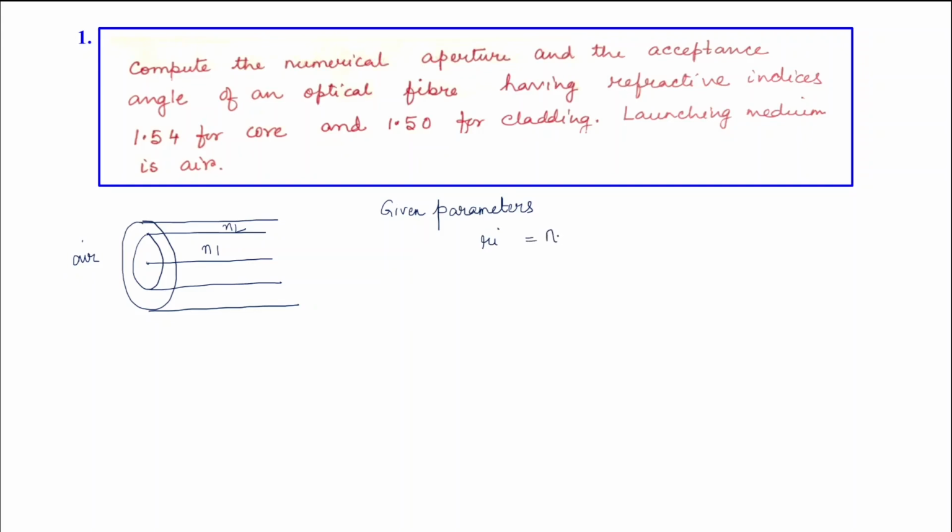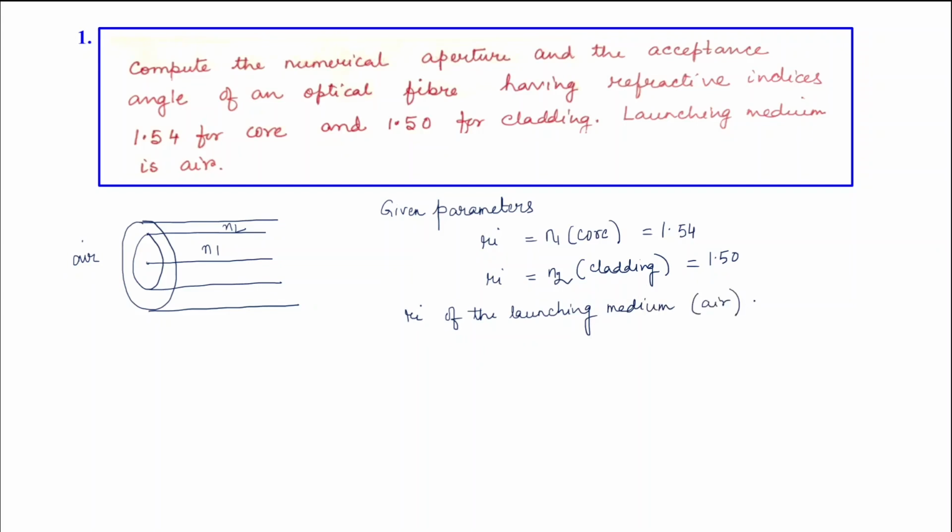The given parameters are: refractive index of the core, which we have taken as N1, is 1.54. Refractive index of the cladding N2 is given as 1.50. Refractive index of the launching medium: here in this case, the launching medium is air. So let us take this refractive index as n. So n is equal to 1.